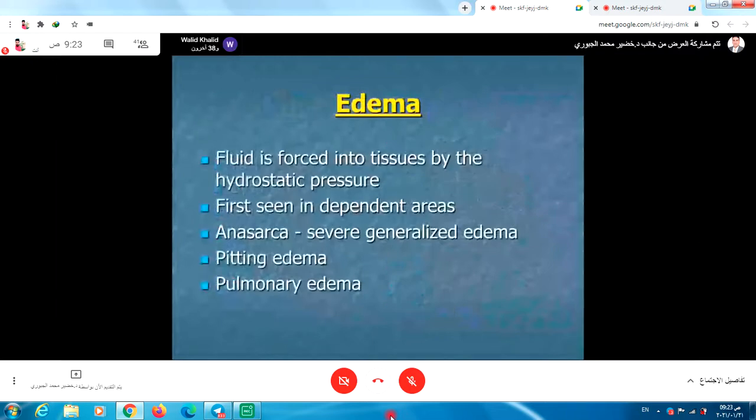We have another term called edema. Fluid is forced into the tissue by the hydrostatic pressure, meaning fluid goes to the interstitial space. First seen in the dependent areas, meaning we always see the edema or swelling in the lower parts of the body, for example the leg or the sacrum. Pitting edema and pulmonary edema are types of edema.